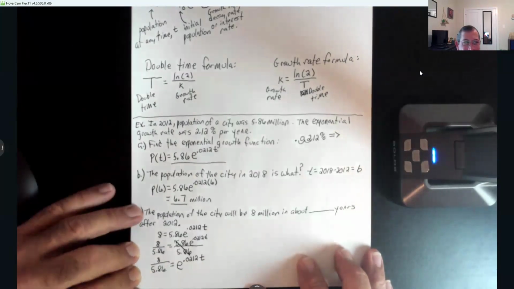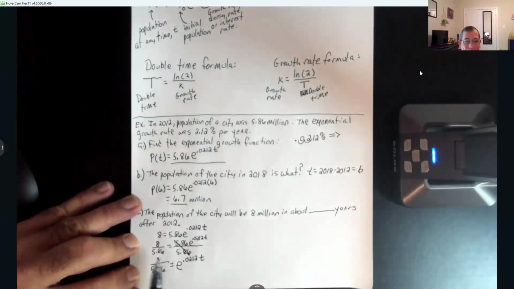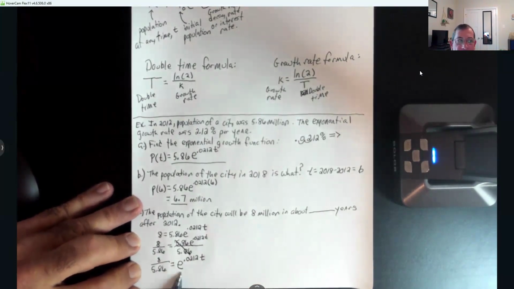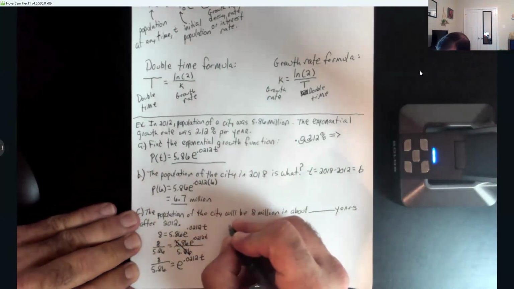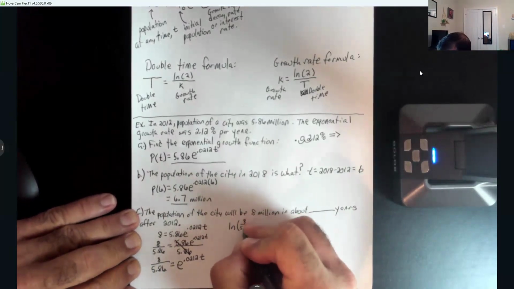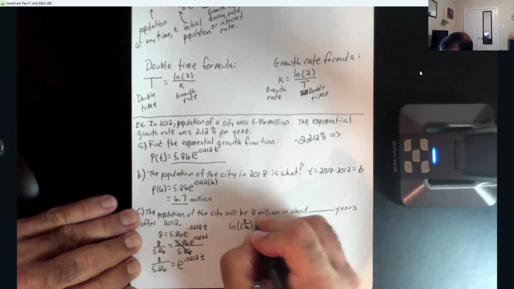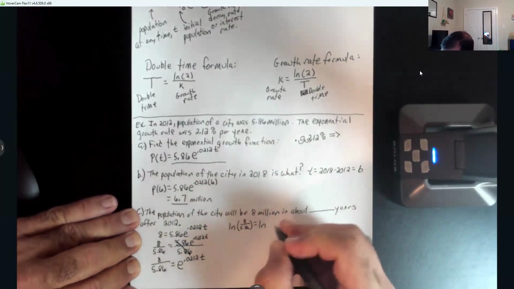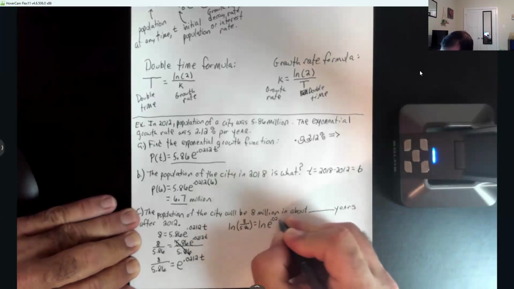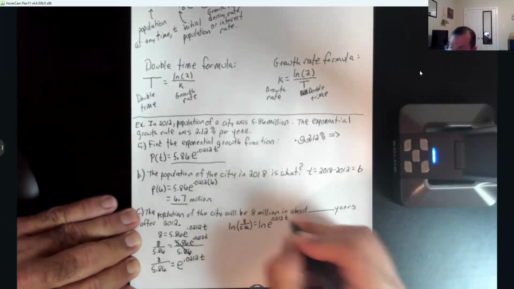Got y'all on a Monday morning, but here we go. Guess what? If I want to bring my exponents down, the only way to do that is to take a log or an ln on both sides. Well, since I got an e here, I'm going to take the ln of both sides. I'm going to do the ln of 8 divided by 5.86 will equal the ln of e to the 0.0212t.